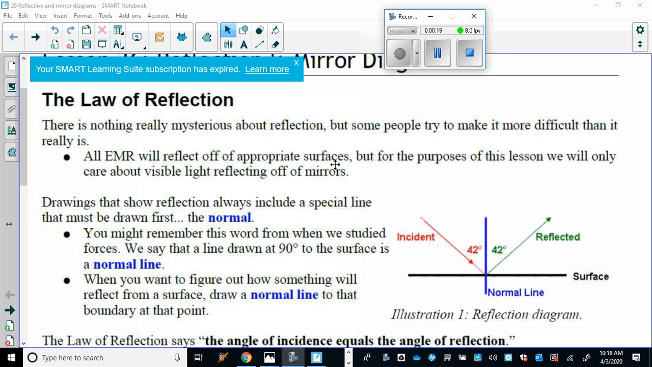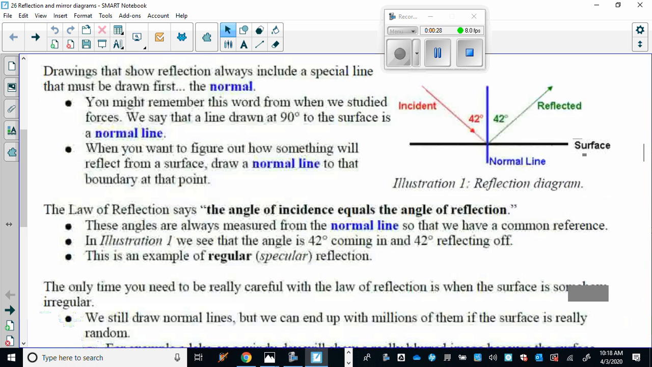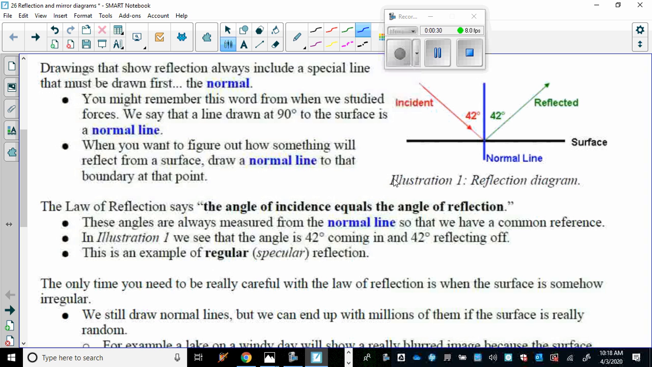And so here we have a diagram. We have a mirror. This is the mirror down here, the surface. And here's a light ray coming in. There's your light ray coming in. That's your incident ray. It hits the surface and bounces back at the same angle.